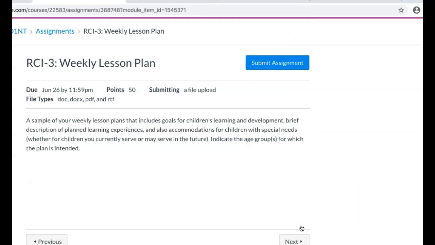Then you're going to upload your weekly lesson plan. Hopefully you have access to it. And so this will be one of those artifacts that go in your portfolio. As you can see, it's a sample lesson plan, including goals for their learning, a description of the learning plans, accommodations for kids who have special needs if you have them, or if you may serve them in the future, and then what age group they're going to be for.